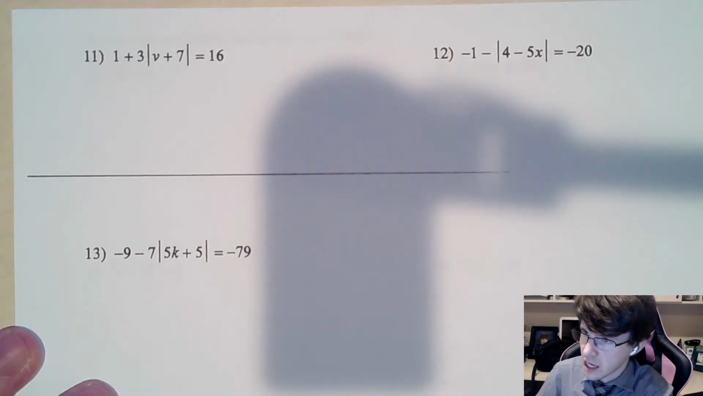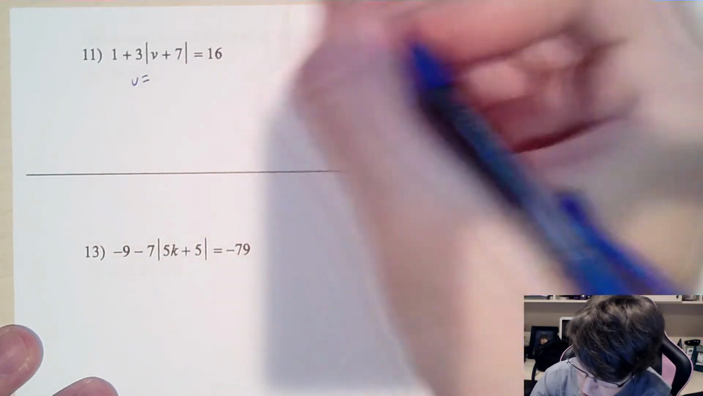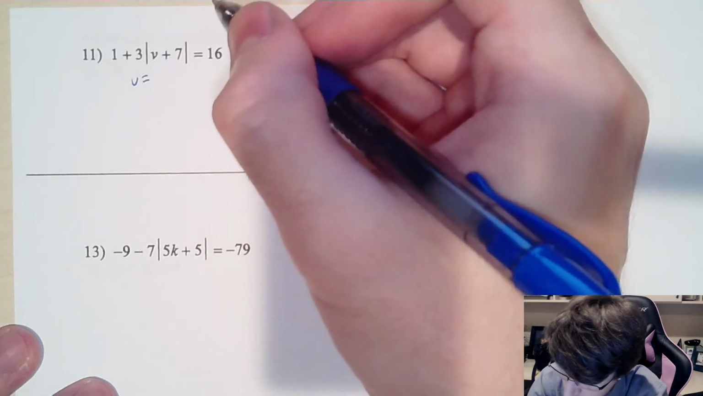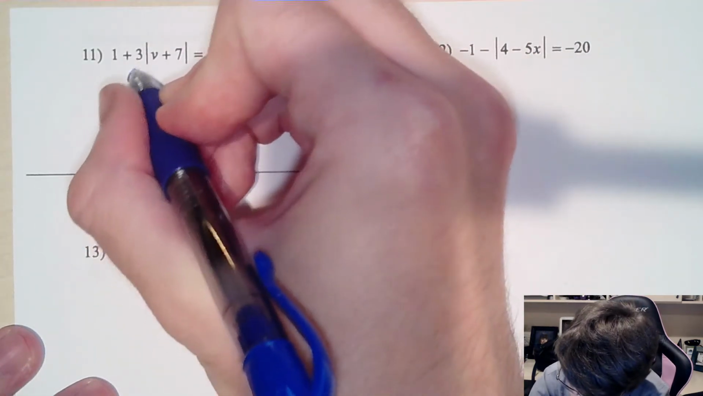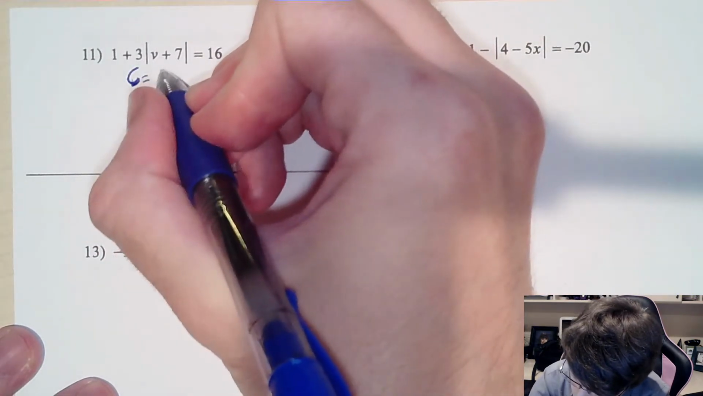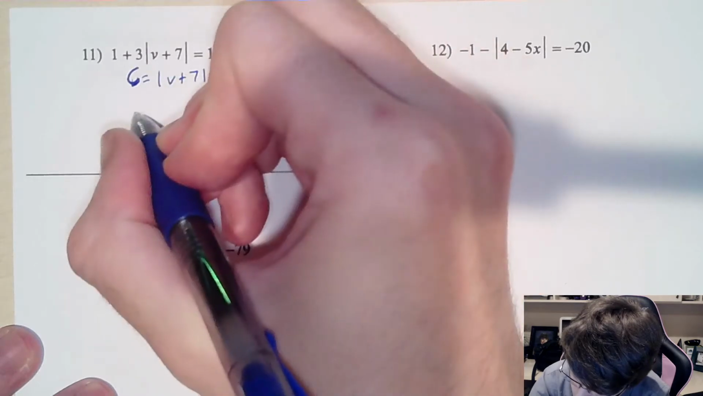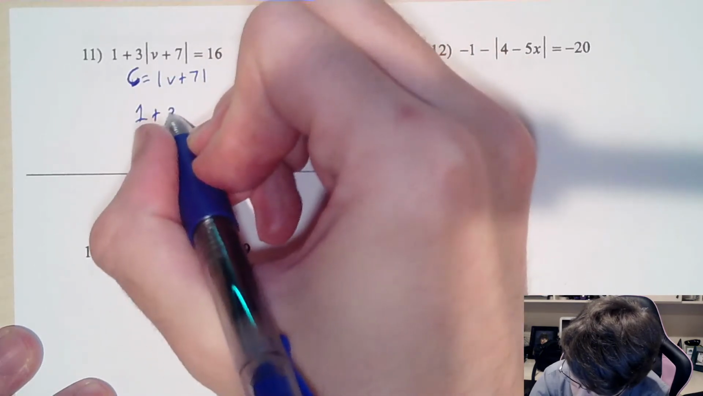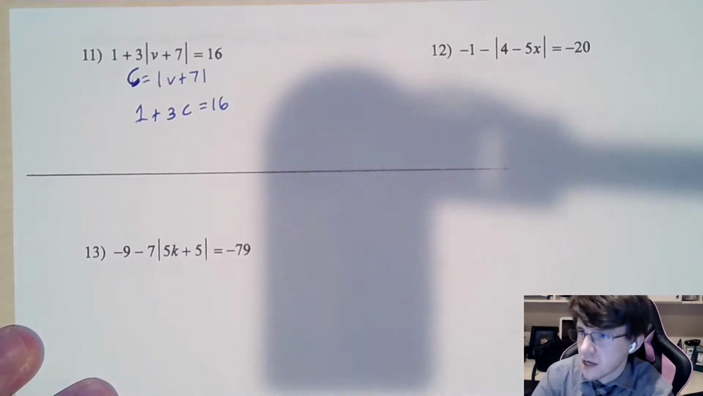Number 11, yet again, another great chance for that letter U to show up. So U is equal to, and maybe U's not a good choice because that's a V. We'll use a capital C for my name, Carson. C equals the absolute value of V plus 7. So 1 plus 3C equals 16. Now we just have to solve.